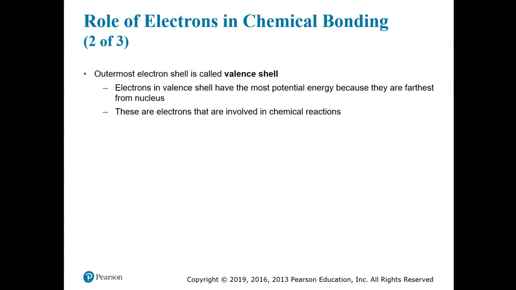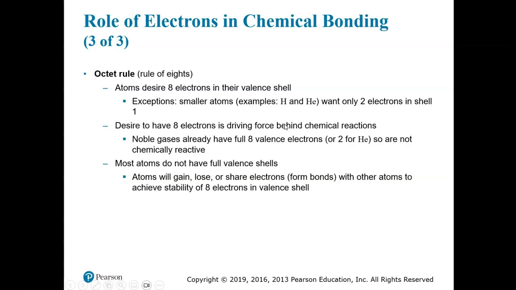So what we're really concerned with are the electrons in the outermost electron shell. These shells are called valence shells. The outermost shell, the one furthest from the nucleus of the atom, is called the valence shell. And these are the ones involved in chemical reactions. The octet rule determines which shells electrons will reside in.